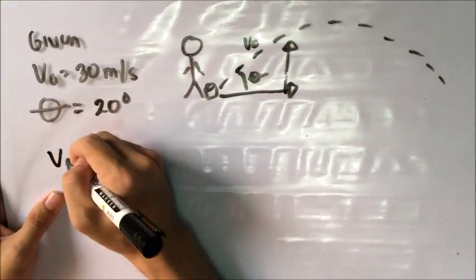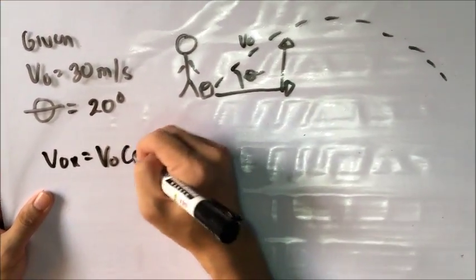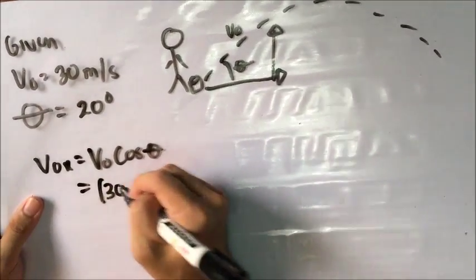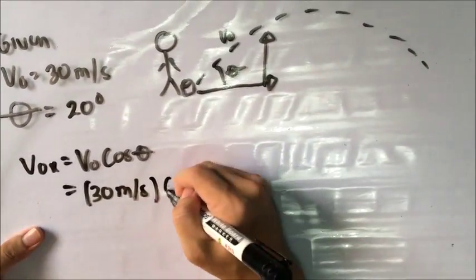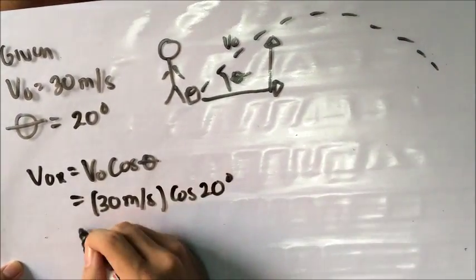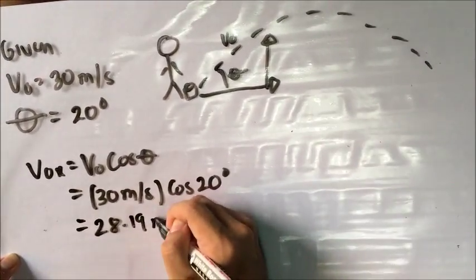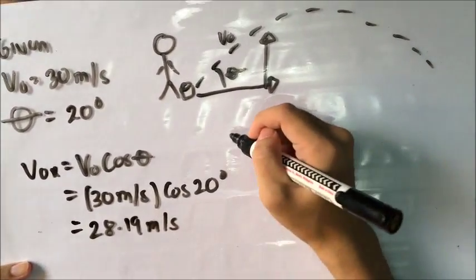The initial velocity of x formula would be initial velocity cosine theta is equal to 30 meters per second times cosine 20 degrees. The answer would be 28.19 meters per second.